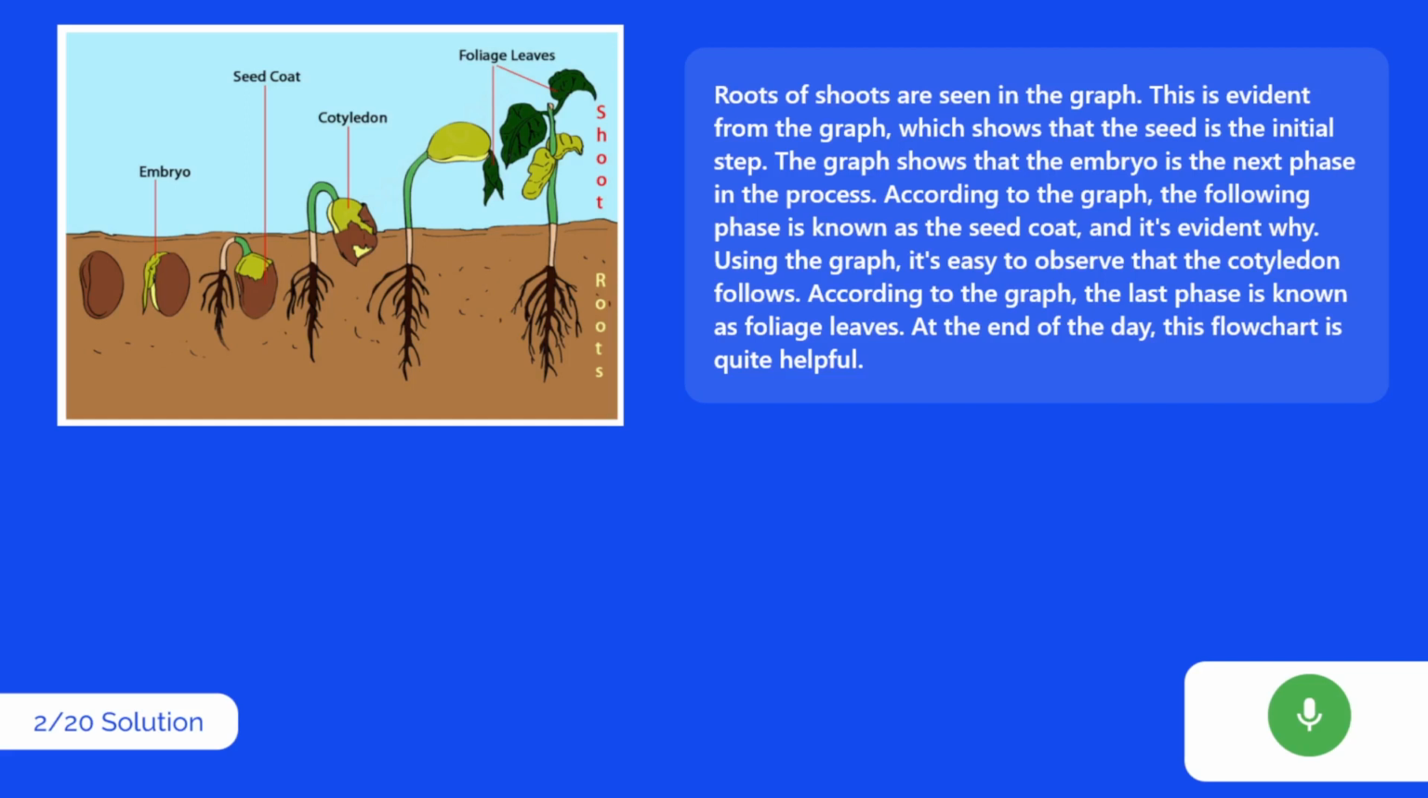Using the graph, it's easy to observe that the cotyledon follows. According to the graph, the last phase is known as foliage leaves. At the end of the day, this flowchart is quite helpful.